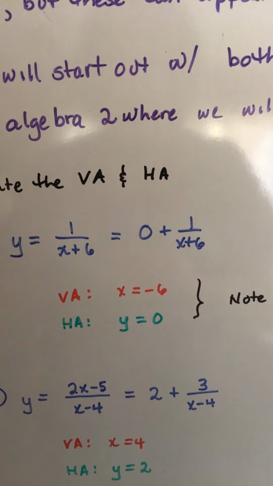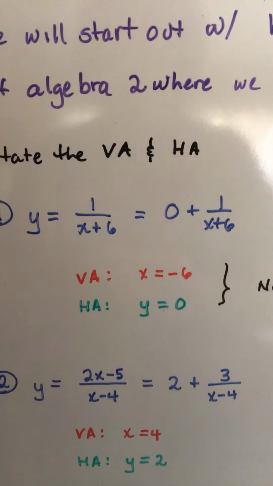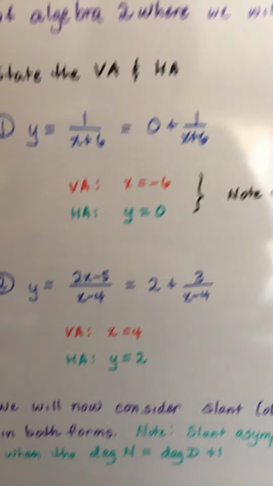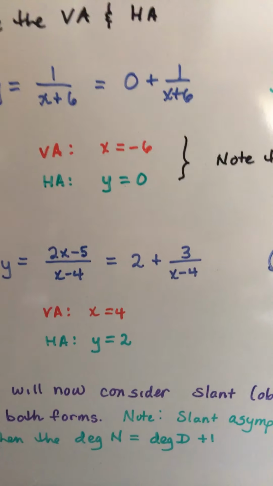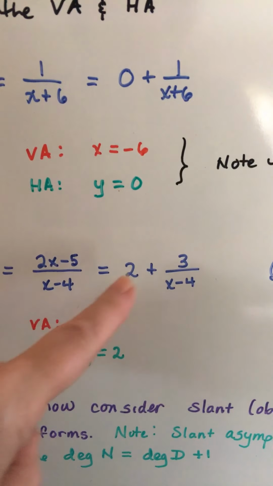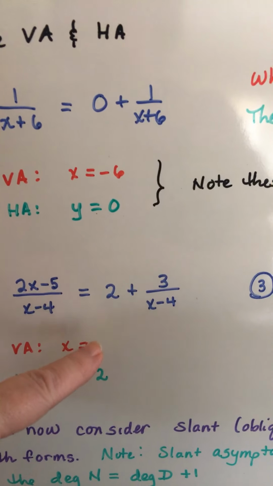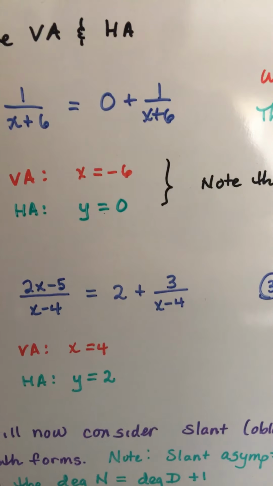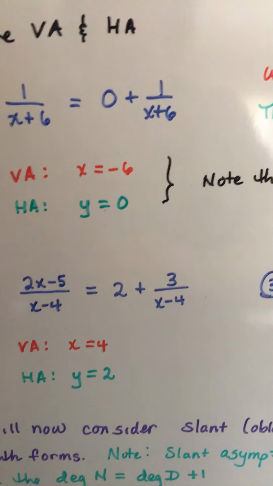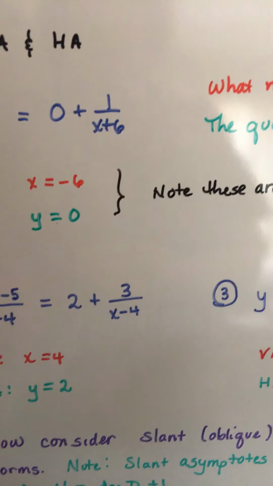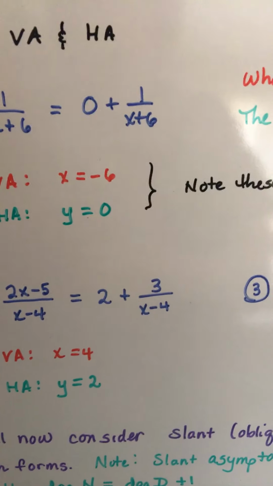Don't be a gobble turkey. That's unacceptable. They're equations. Now for the next one, this is the rational form. This is quotient remainder form. What makes the denominator 0? 4. So the vertical asymptote is x equals 4. What's the quotient? 2. So the horizontal asymptote's y equals 2.